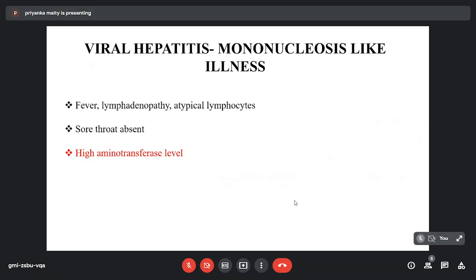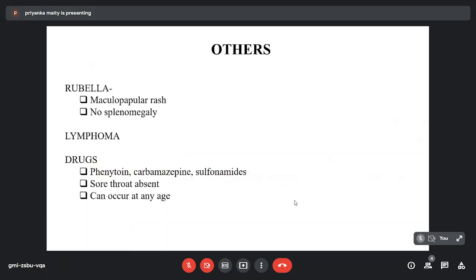Viral hepatitis mononucleosis-like illness is characterized by fever, lymphadenopathy, and atypical lymphocytes. Sore throat is absent. High aminotransferase level is present. Rubella can cause mononucleosis syndrome, where there is appearance of maculopapular rash and absence of splenomegaly. Lymphoma can cause mononucleosis-like illness. Certain drugs like phenytoin, carbamazepine, sulfonamides can cause mononucleosis-like illness. Here, sore throat is absent and it can occur at any age.